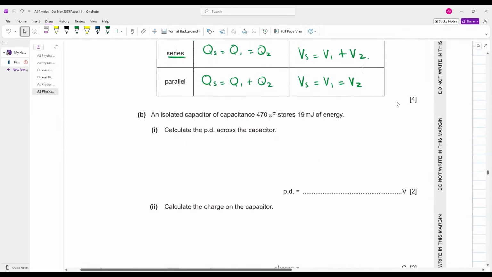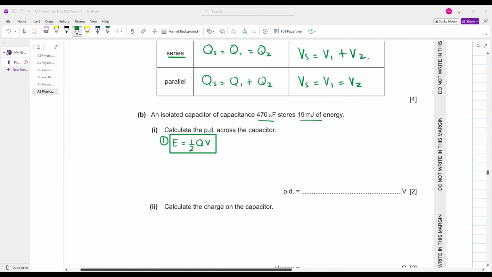Simple. An isolated capacitor of this capacitance stores energy of this. Calculate the potential difference across the capacitor. आपने potential difference निकालना है across the capacitor. How will you do that? Very, very easy. Energy of a capacitance के 3 formulas होते हैं. बेटा, always remember that the energy stored by a capacitor के 3 formulas होते हैं. Always remember this simple fact.